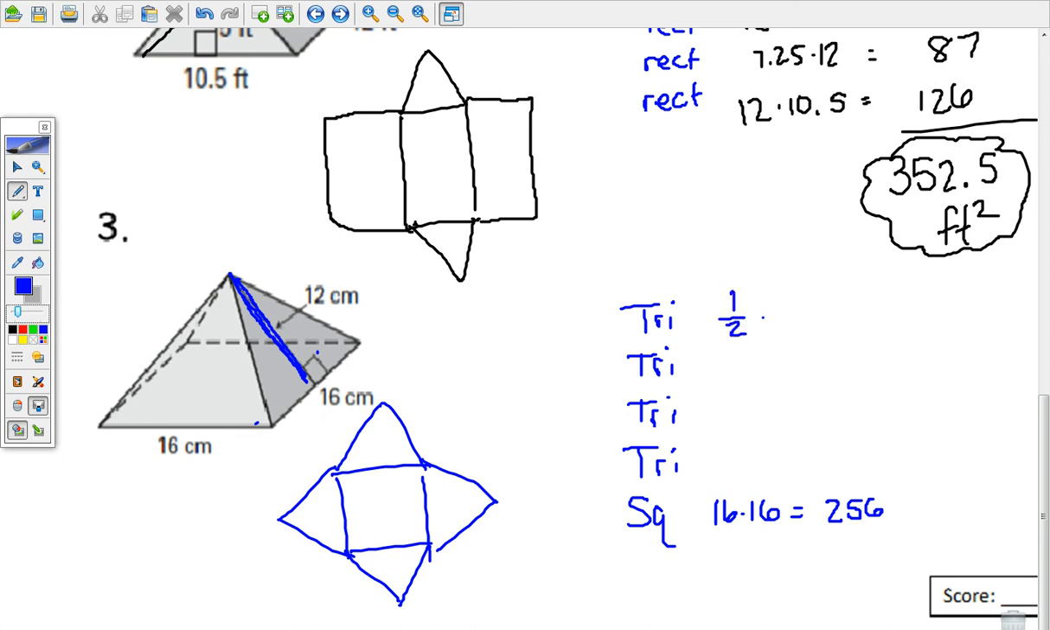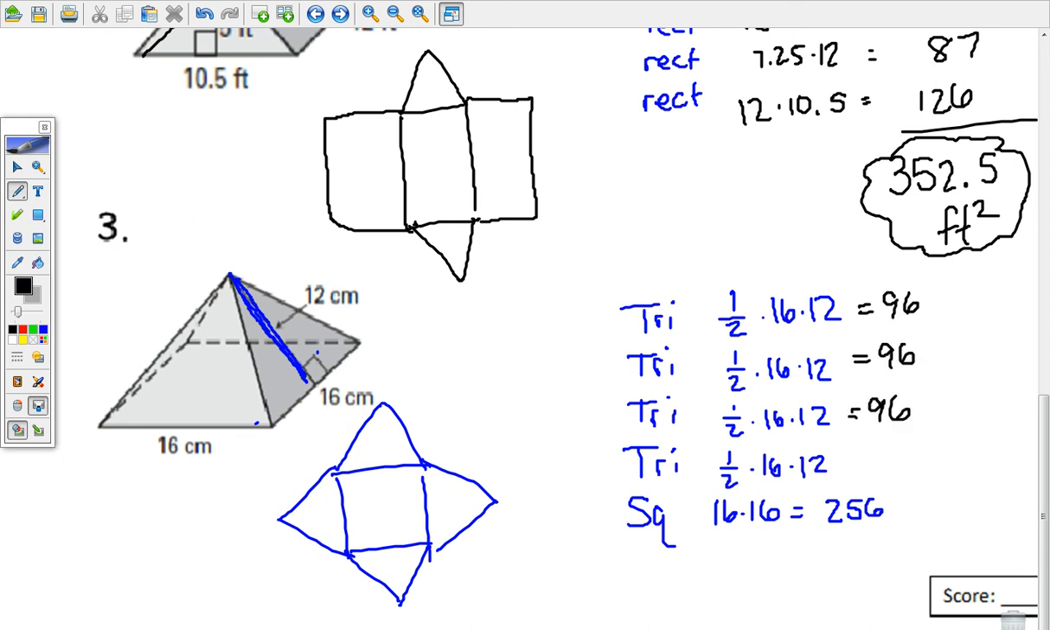So the base and height of that triangle are 16 and 12. So we'll do 1/2 times 16 times 12. Half times base times height. And it's the same thing for all 4. If you have a rectangular pyramid, they won't all be the same. You'll have 2 pairs. 1/2 times 16 times 12 is 96. So to simplify that, you could do 96 times 4. And then don't forget that 256.